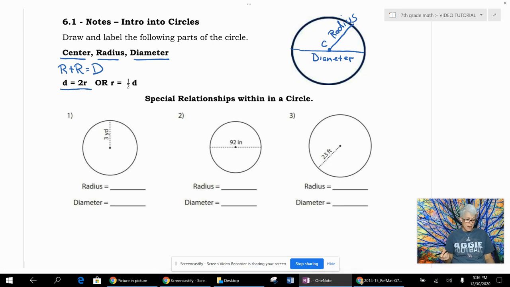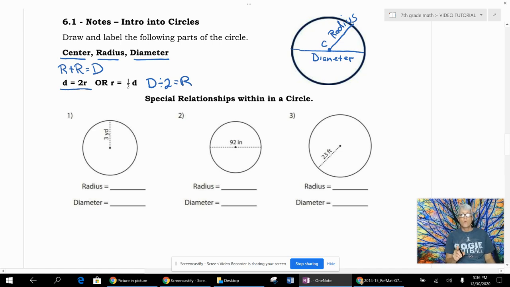Okay, the radius is half of the diameter. Another way to think of that is to say if I take the diameter and I divide it by 2, then I will get the radius. So go ahead and write that down.